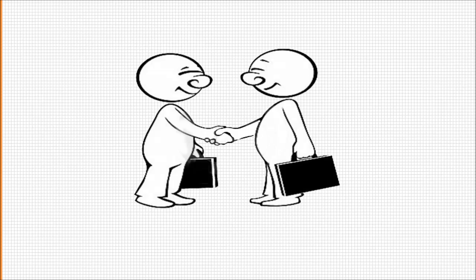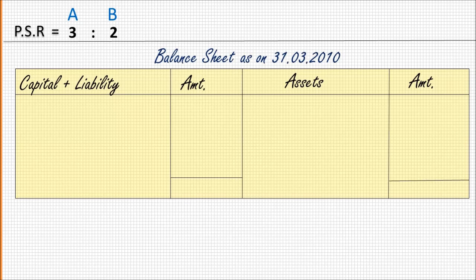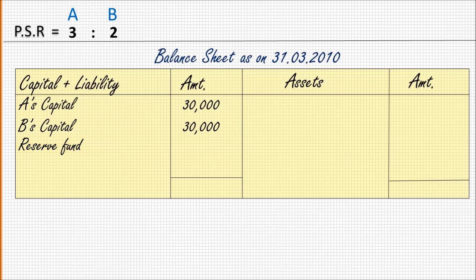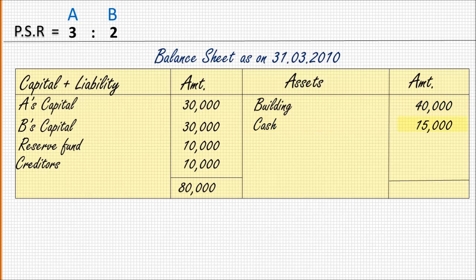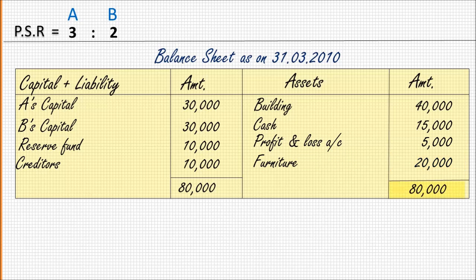Suppose there are two partners, A and B, and they are sharing profits and losses in the ratio of 3:2. And this is the balance sheet of A and B as on 31st March 2010. Liability side: A's capital 30,000, B's capital 30,000, reserve fund 10,000 rupees, creditors 10,000 rupees, total 80,000. Asset side: building 40,000, cash 15,000, profit and loss account 5,000, furniture 20,000 rupees, and the total 80,000 rupees.